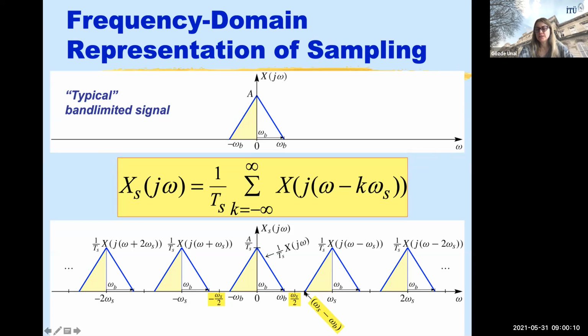Does everybody see this, guys? Look at this end, the negative end and the positive end here. Omega S minus omega B should be greater than omega B. That's equal to omega S greater than 2 omega B. Okay?